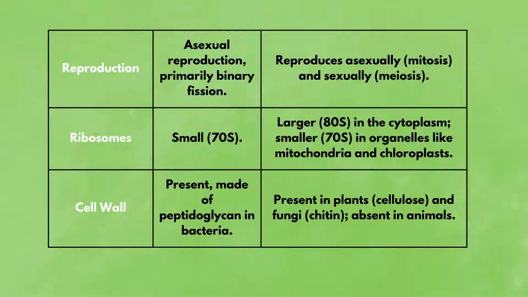Seventh one is cell wall. Prokaryotic cells often have a cell wall, made of peptidoglycan, in bacteria. Eukaryotic cells also have a cell wall in plants, made of cellulose, and fungi, made of chitin, but animal cells do not have a cell wall.